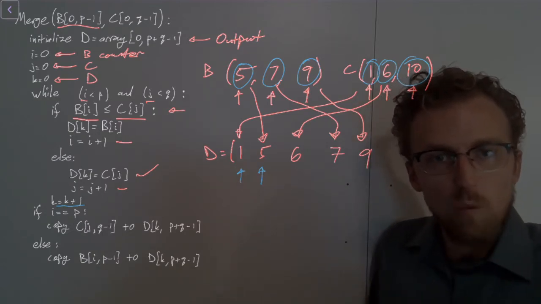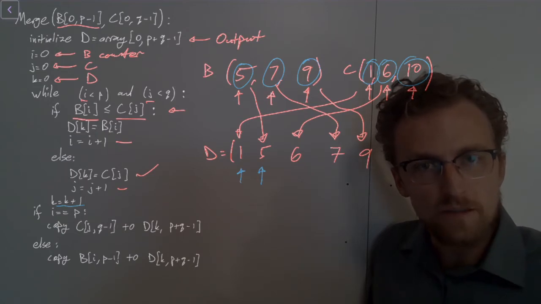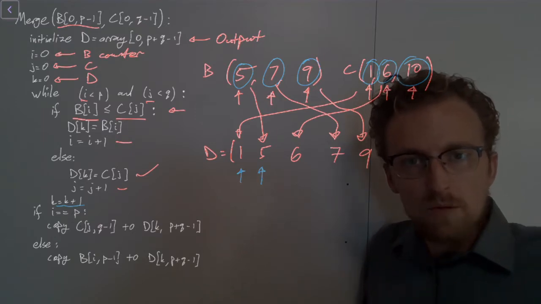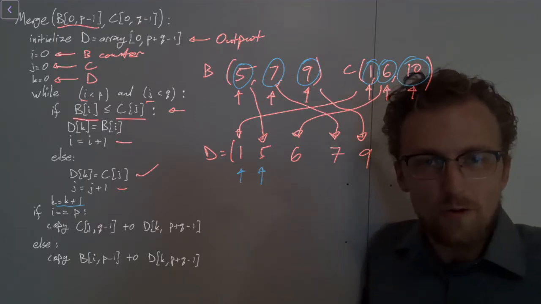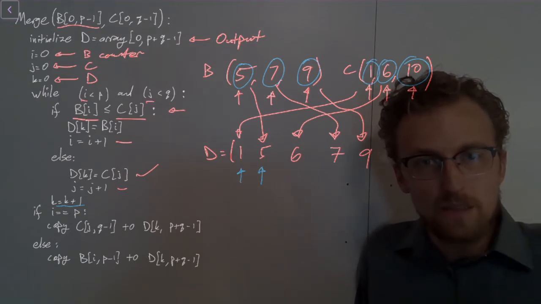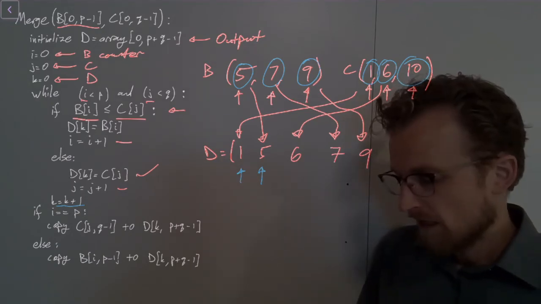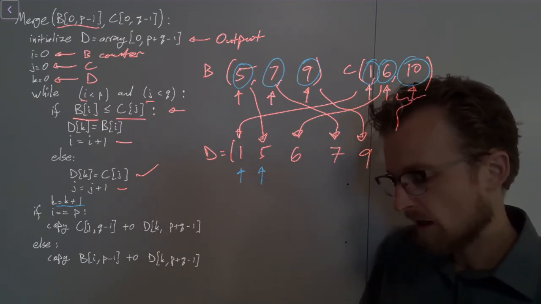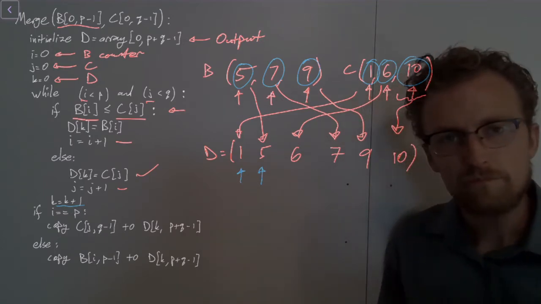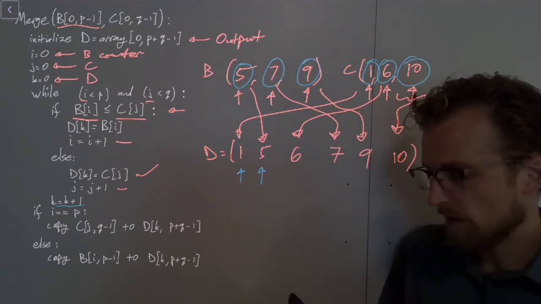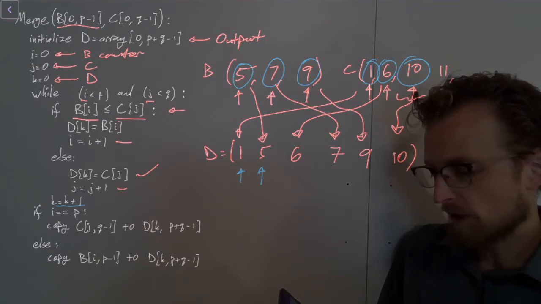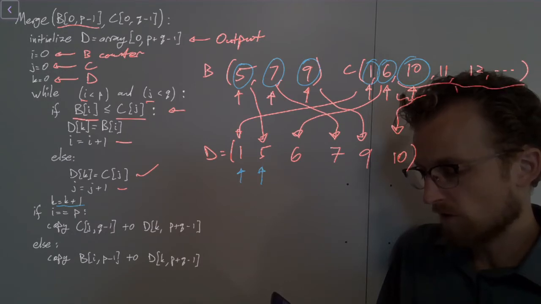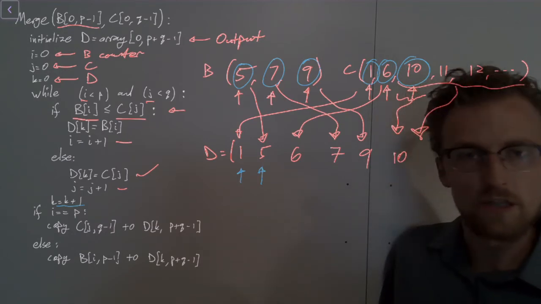We know that one of the two input arrays was just emptied. We don't necessarily know how many things are left in the other array, but we do know that the other array needs to have all of its remaining elements copied directly into the D array. So in this particular example, there's only one thing left in C, so it just gets copied in as a single element. But it could have been more. There's no reason that we couldn't have had a bunch more things up here. We could have had 11, 12, and so on. And all of those then would have been copied in bulk down here into the D array.